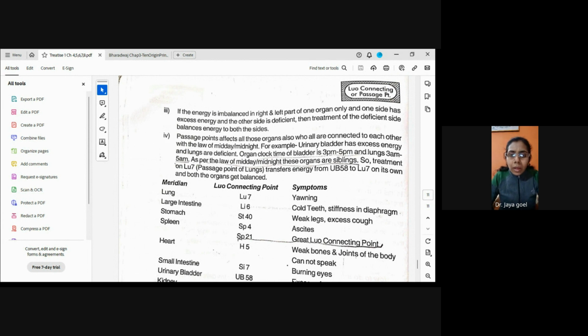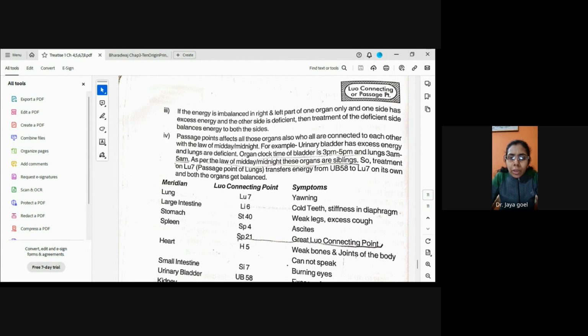And the fourth use is that it also helps with time. You remember that we studied earlier the time clock. The organ can take energy from midday and midnight.